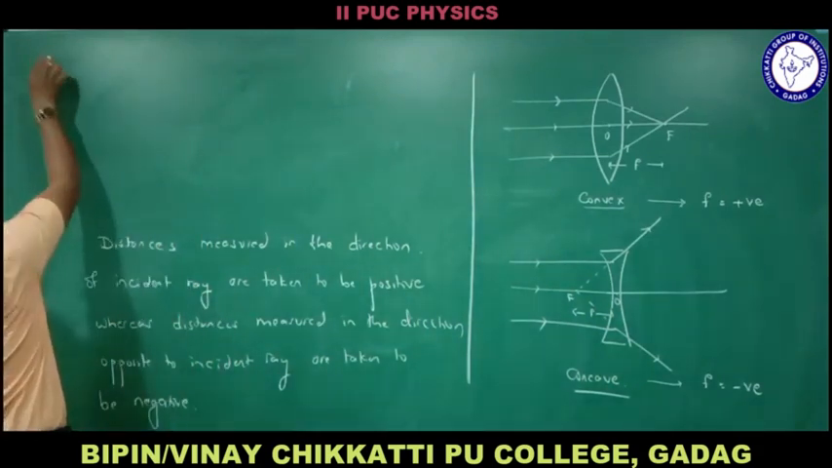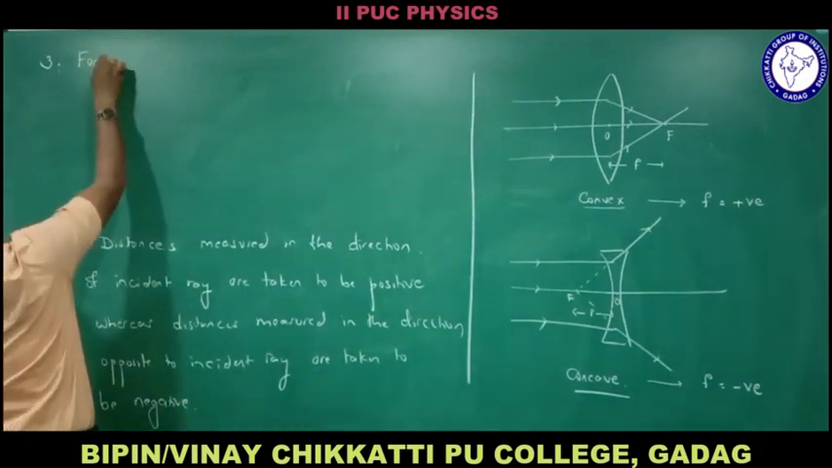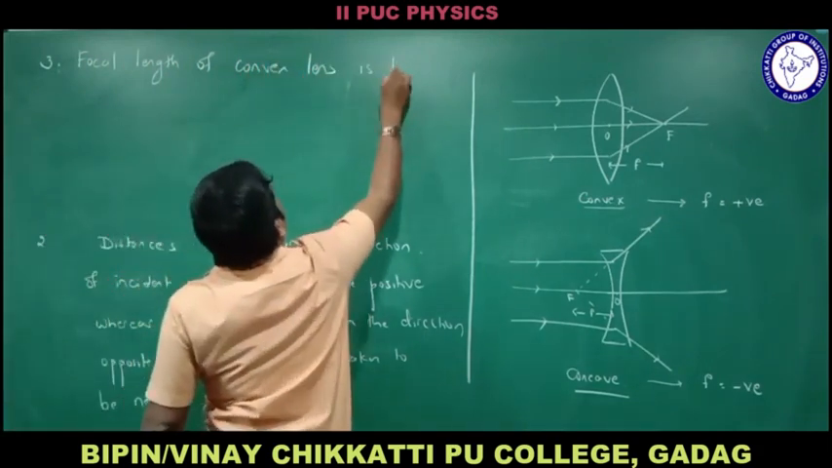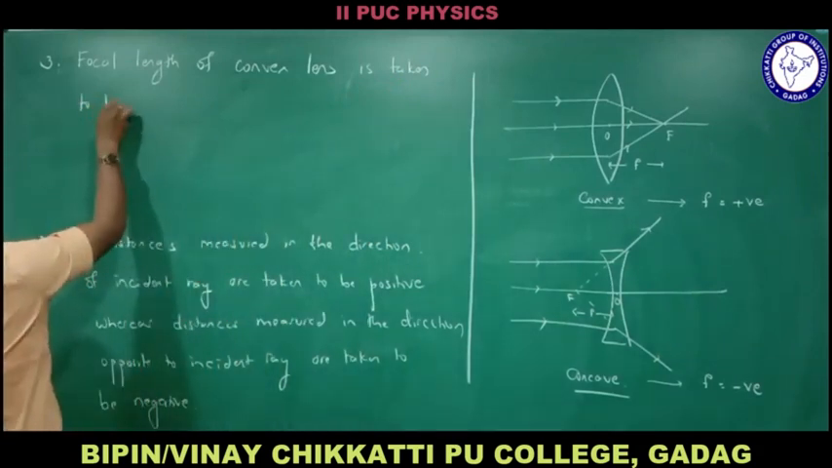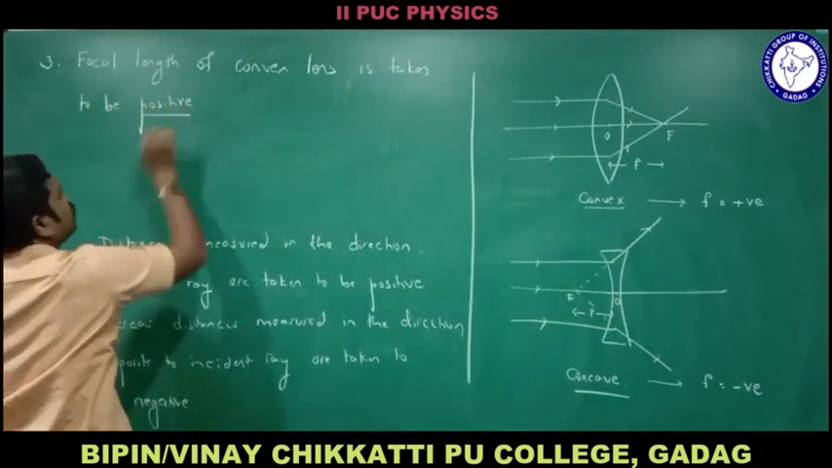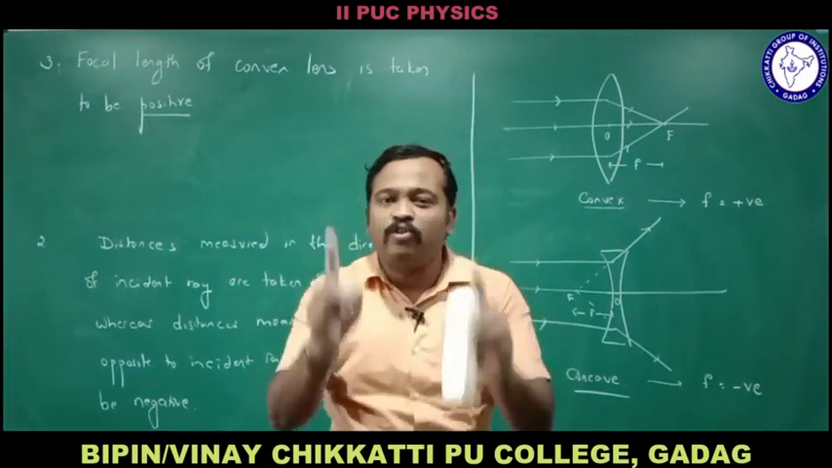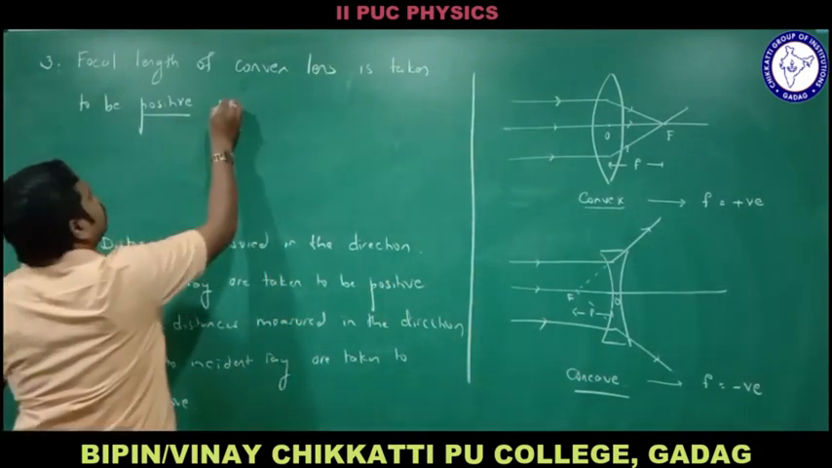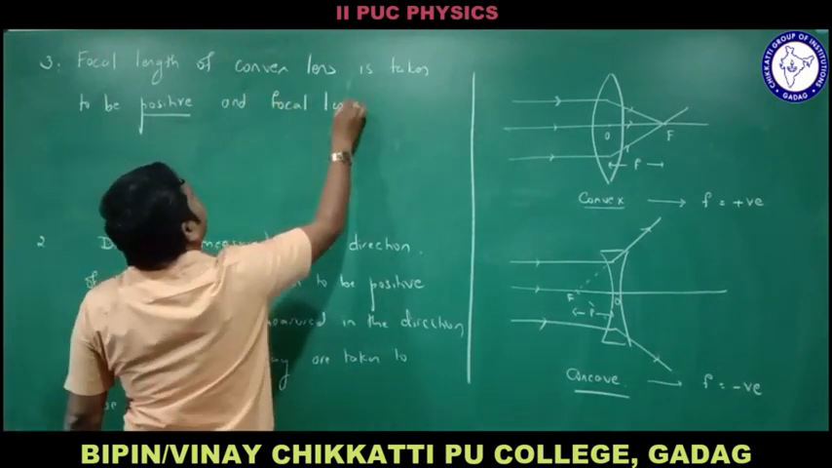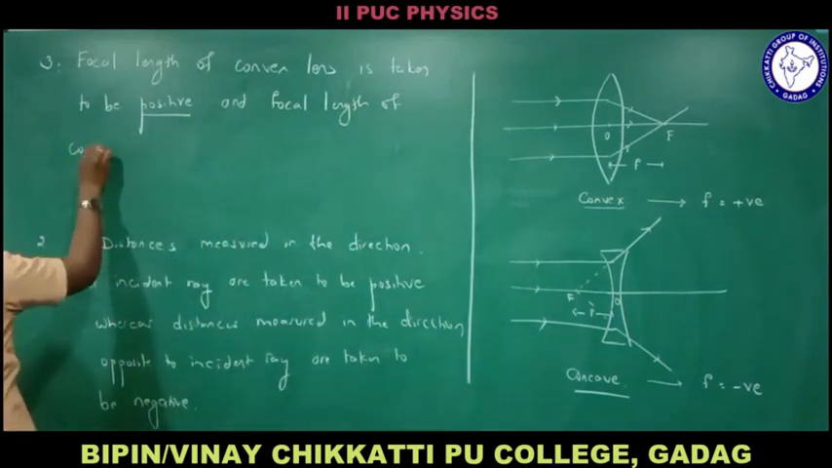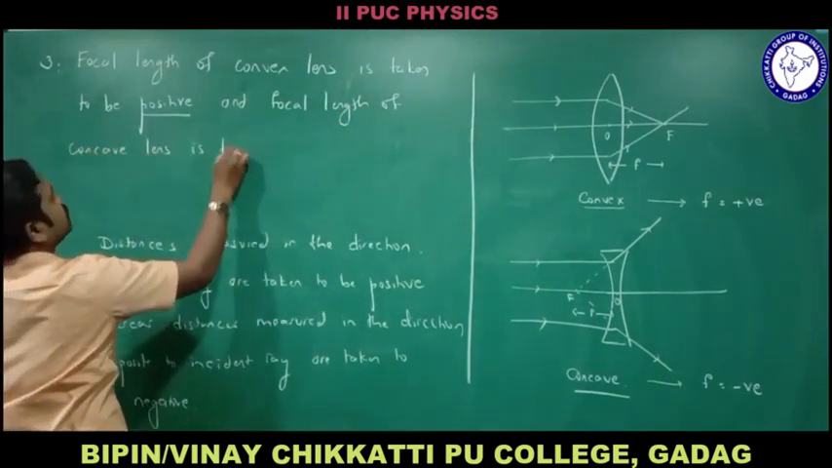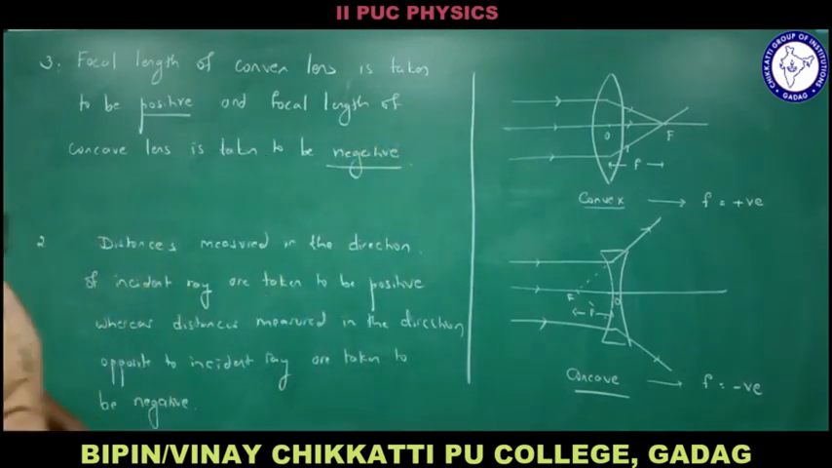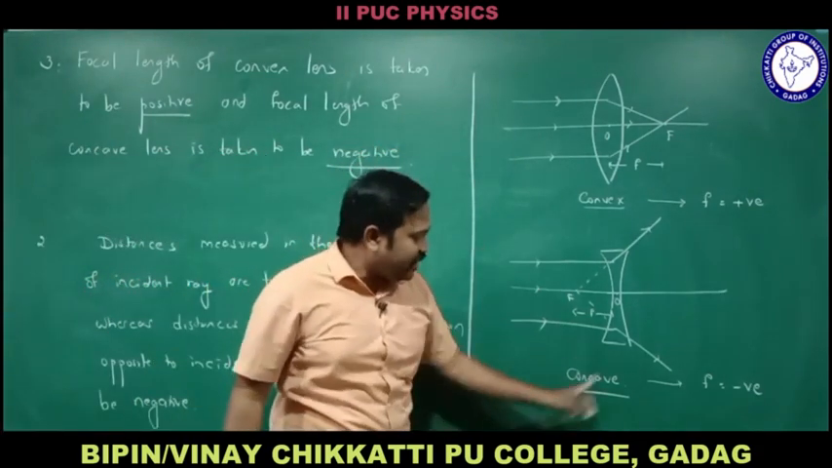Okay, let me write this point about focal length. The focal length of a convex lens is taken to be positive. Understood? Remember, for a convex lens, focal length is always positive. The focal length of a concave lens is taken to be negative. Simple, right? Focal length is taken to be positive in case of a convex lens, negative in case of a concave lens.